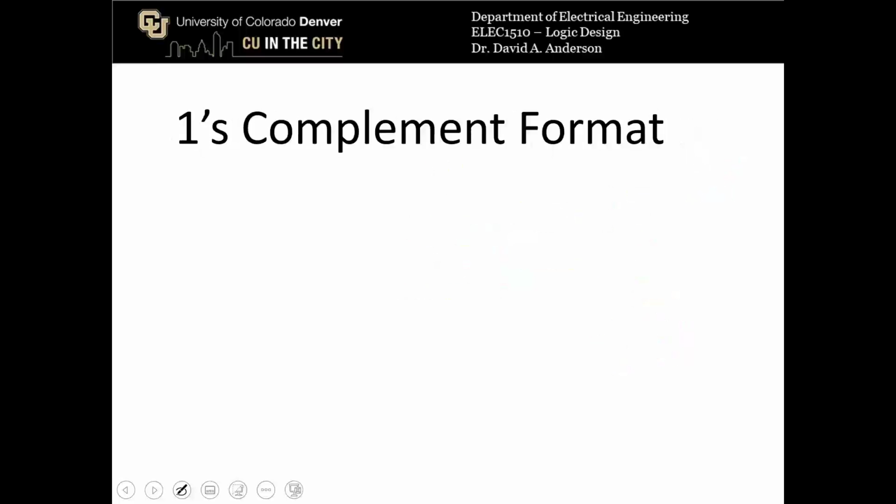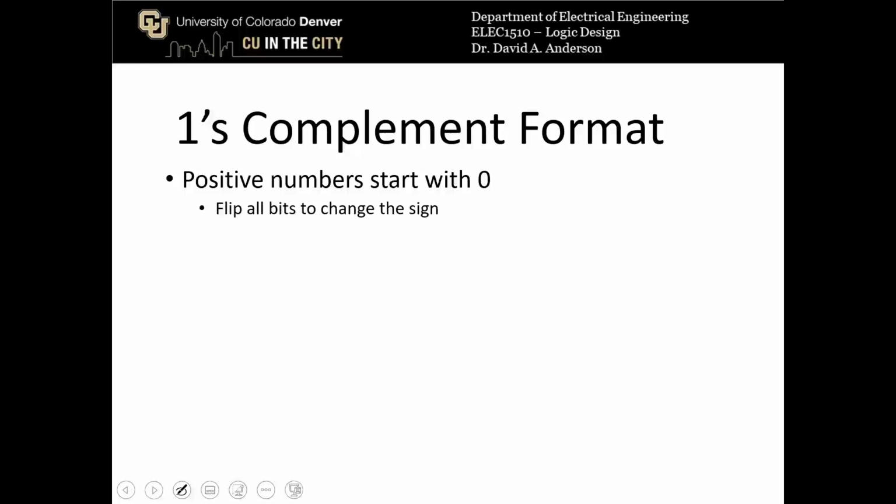Okay, so then another representation is one's complement format. One's complement means that you subtract the negative number from 1 in order to get its binary representation, and 1 is 0001 in a 4-bit system. This also allows for positive numbers to start with 0 and negative numbers to start with 1. So again, there's a sign bit. Negative starts with 1.